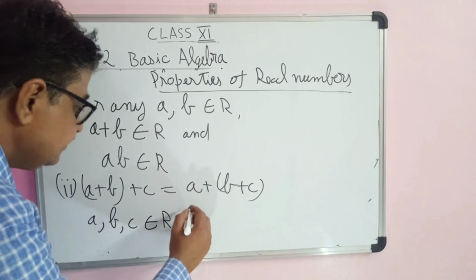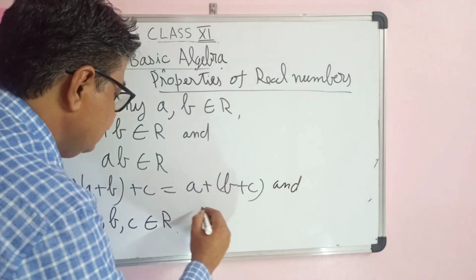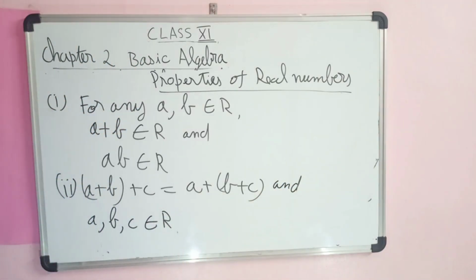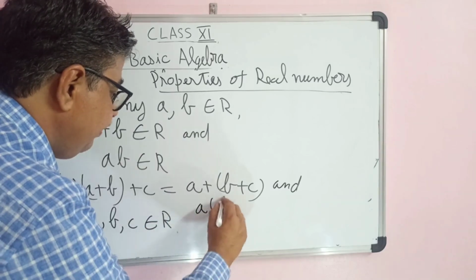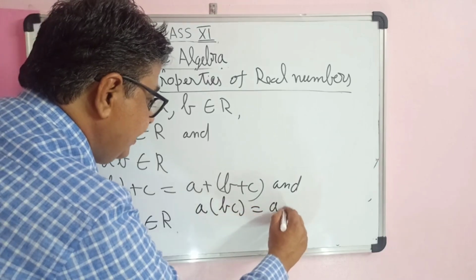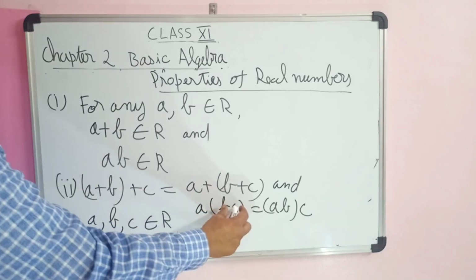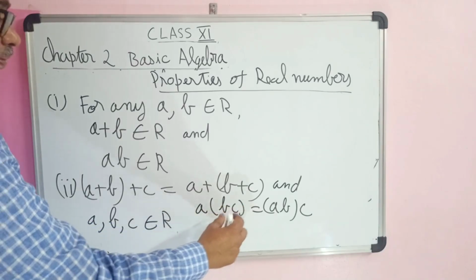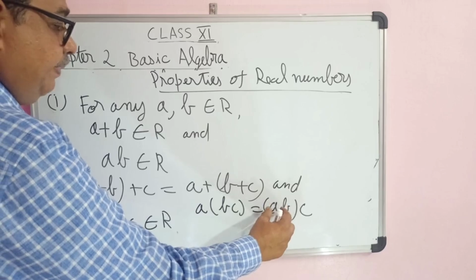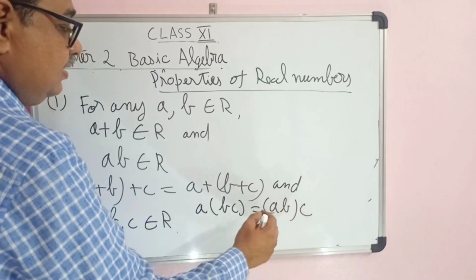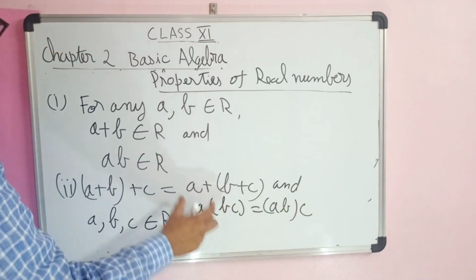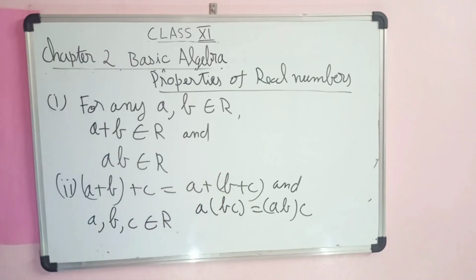And also this holds good: A into B into C is equal to A into B into C. Multiply BC, then multiply with A. It becomes equal to AB, multiply A and B, then multiply with C. So these two come under the second property, for all A, B, C belonging to R.